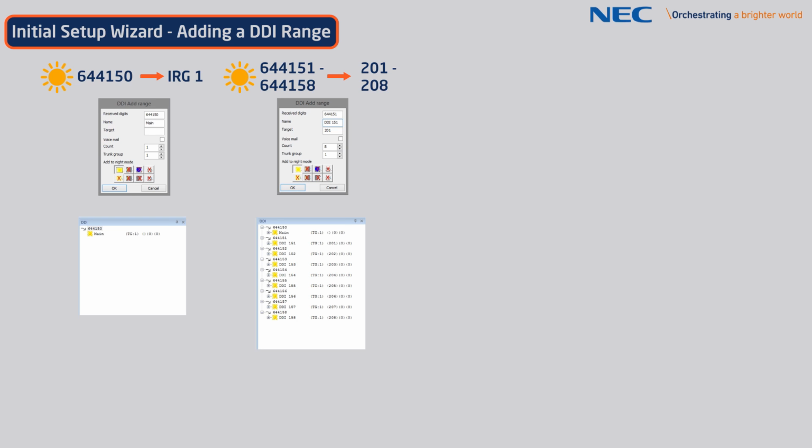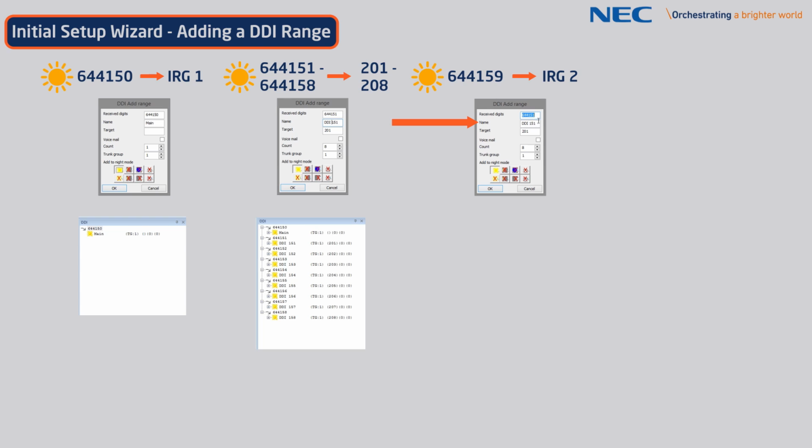Click the Add Range button again. For DDI 644159, we will give it a name of Sales.